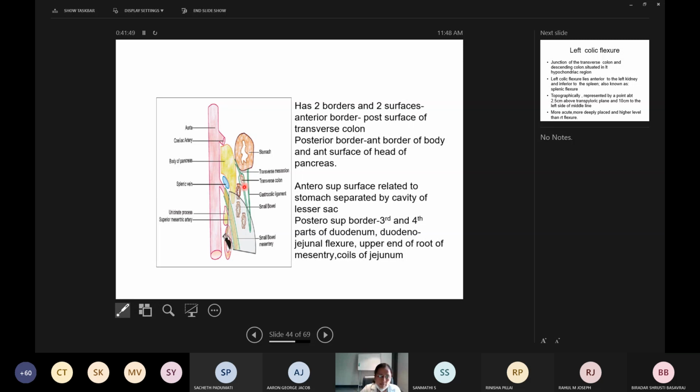So anterior border is attached to the posterior surface of the transverse colon and the posterior border will be attached to the anterior border of the head of the pancreas, anterior surface of the head of the pancreas. Then the anterior superior surface and posterior superior surface, sorry, this should be surface, not border.